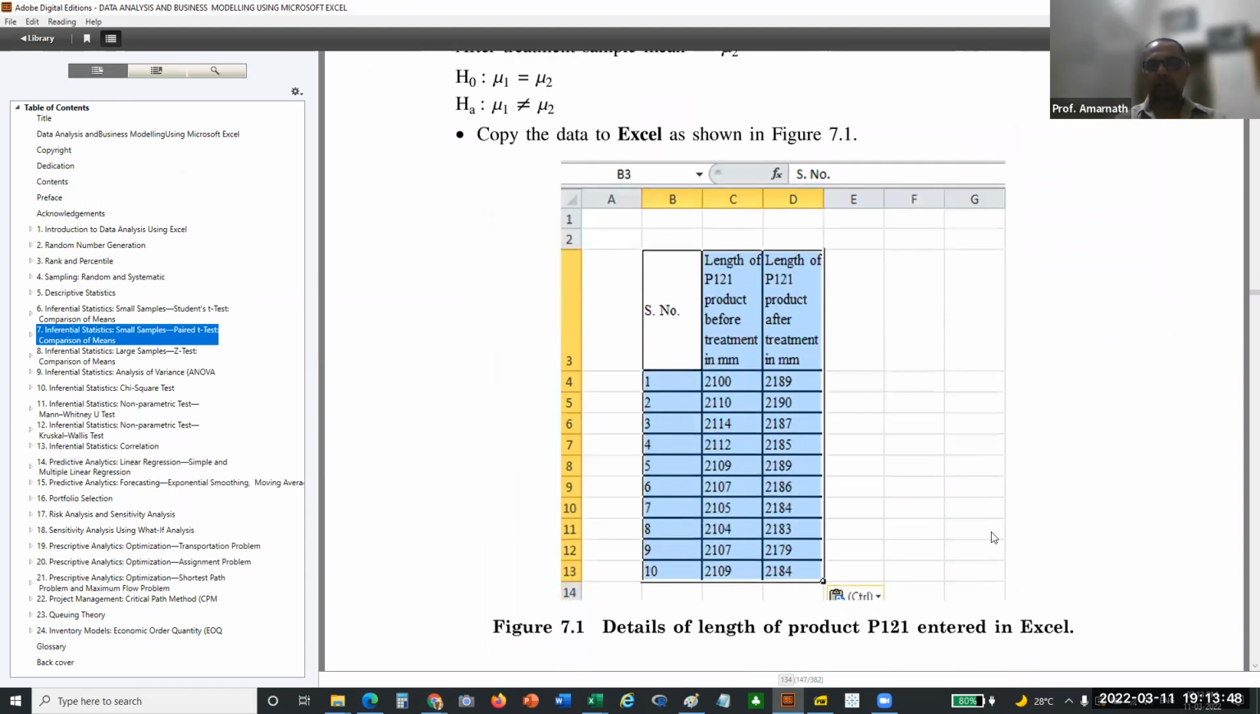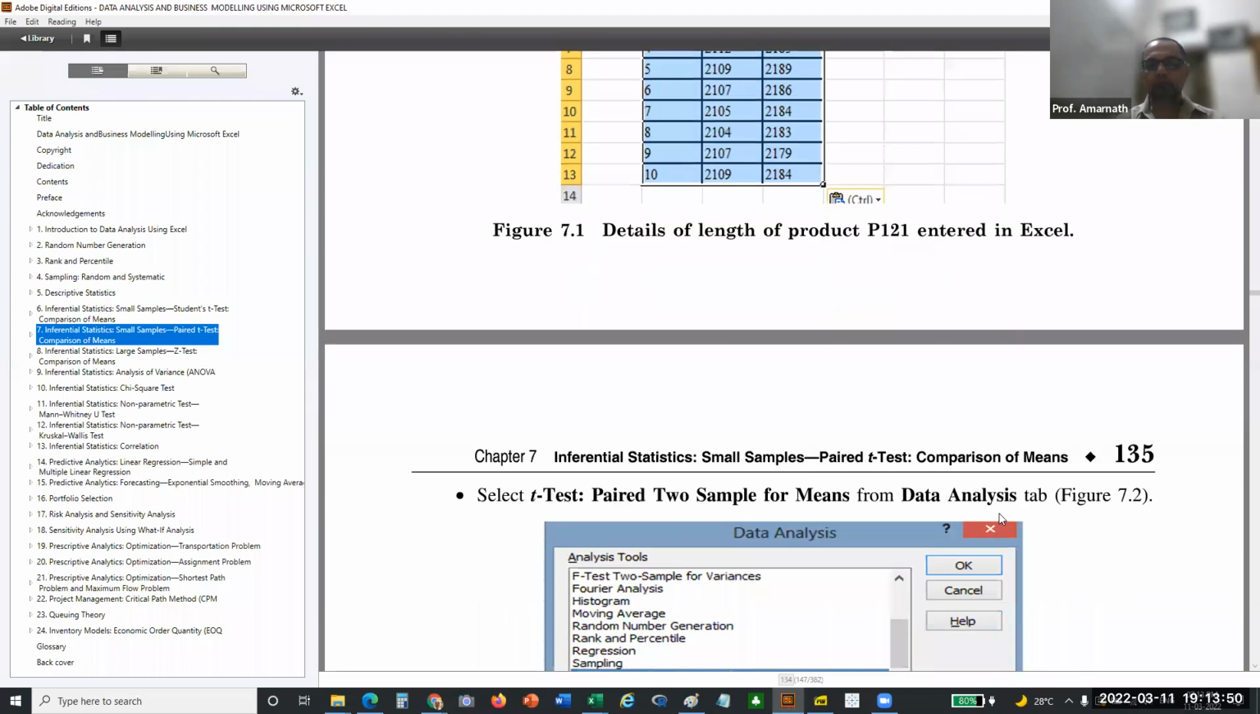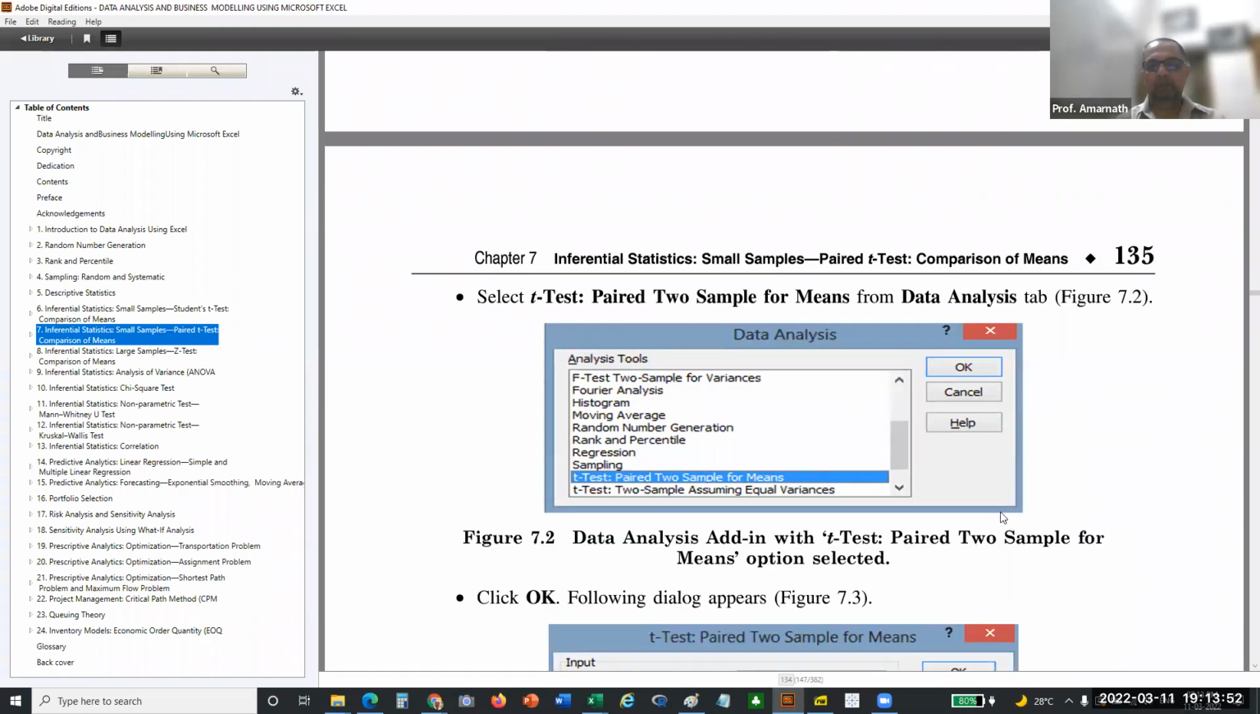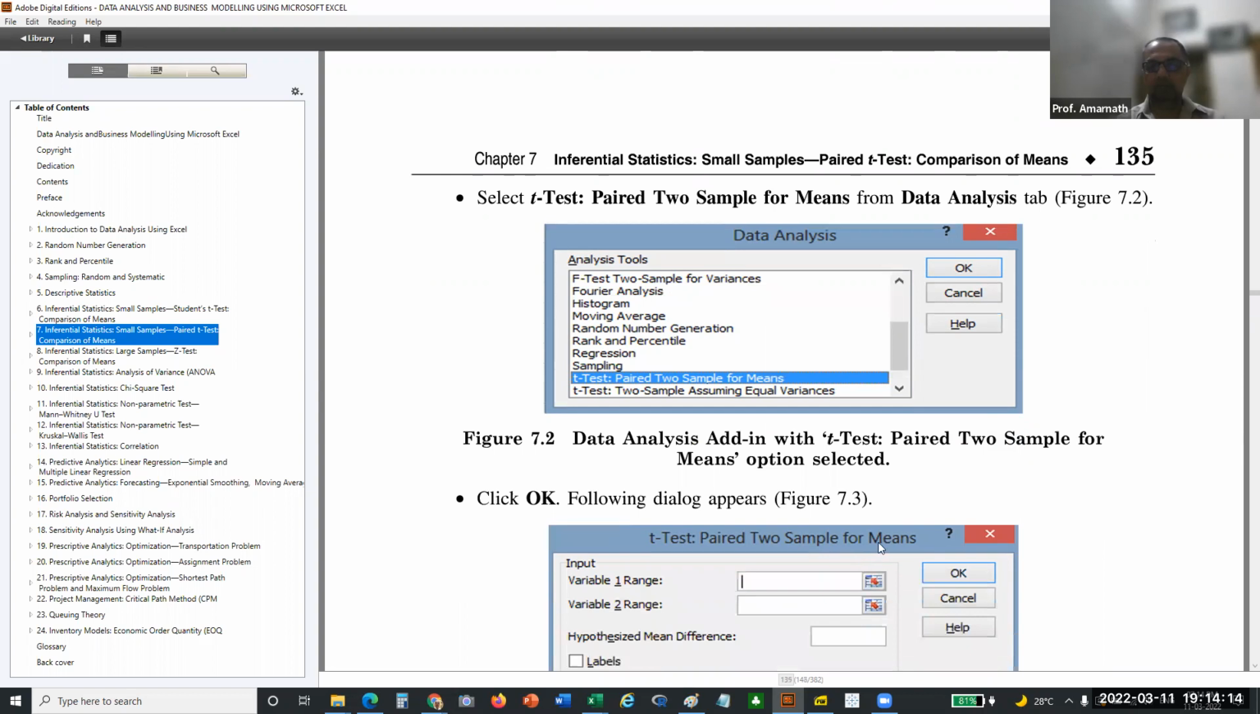So I have this data now. I have to select t-test: paired two samples for means here, the paired t-test. Yesterday we selected two samples assuming equal variances. Today it is paired two samples. That is readily available in Excel, so you can get it. Let's try to do it.